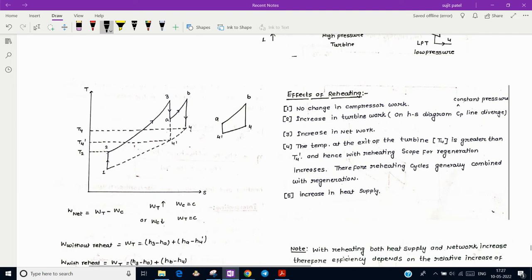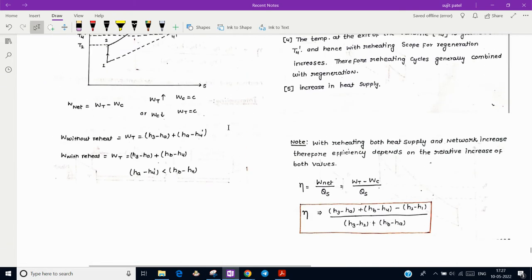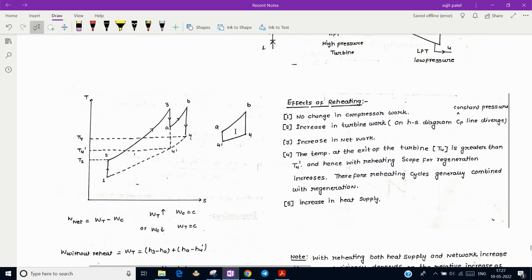Now without reheating, the gas is expanded from 3 to 4 dash. But when we are doing reheating, then 3 to A, A to B and B to 4. So this extra rectangular type area we are getting as additional turbine work. So as turbine work, we are getting this much amount of extra work, and this rectangle shows the extra work.